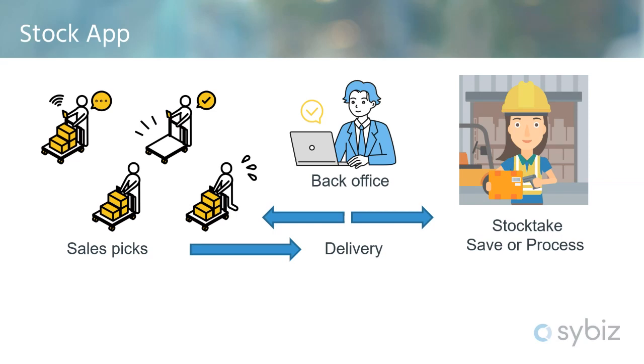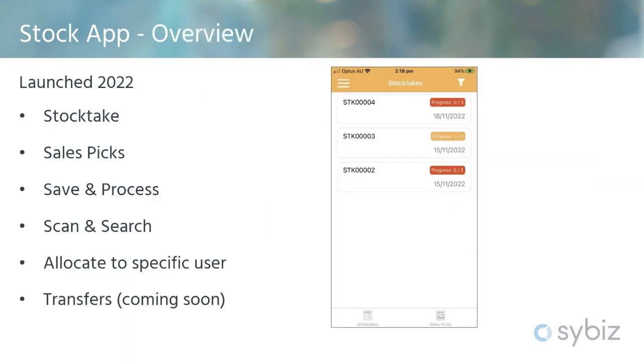Similarly with the Stocktake, it will be better if you allocate them to a specific person to pick up and do the Stocktake, and we'll explain more about that in a moment, but that just gives you the overview of where the stock app sits. Again, that was launched in 2022 and has the Stocktake and sales picks ability. Save and process, as we've seen with the other apps, you've got the ability to scan and search, as well as navigate through to the specific items, and we'll explain that in just a moment as well.